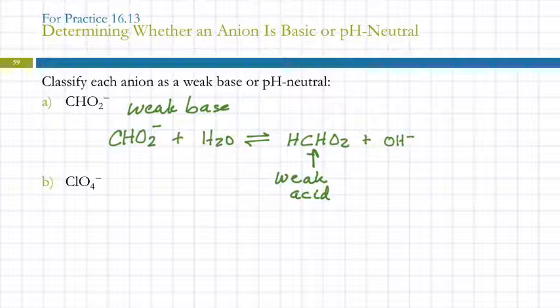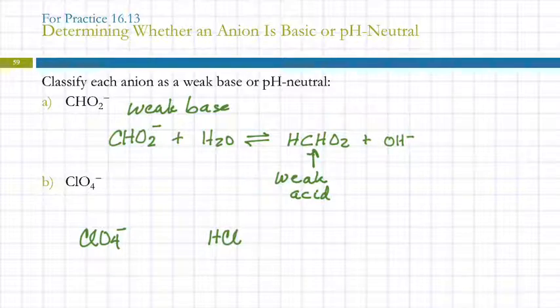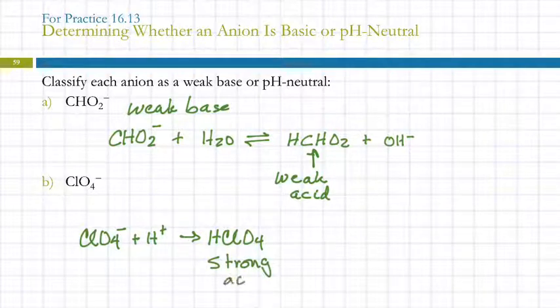Okay, here's perchlorate ion. So when I add a hydrogen onto that, what do I get? I get HClO4. So, I mean, you can do this. You can also just say, well, what if I add an H plus to that? What do I get? HClO4. Ask yourself, what kind of an acid is that? That's a strong acid. So is its conjugate base, does it act as a base? Mm-mm. This does not act as a base. So this one's pH neutral.